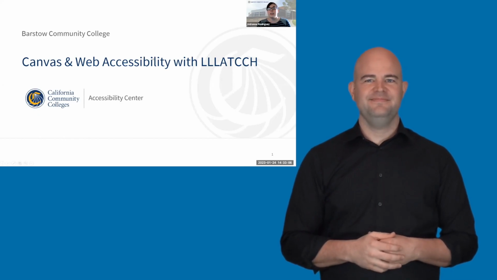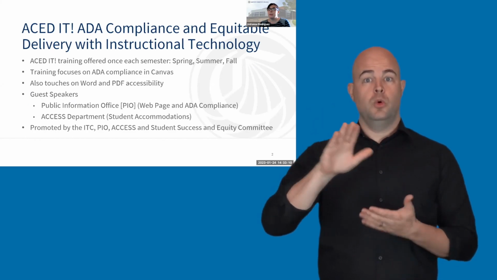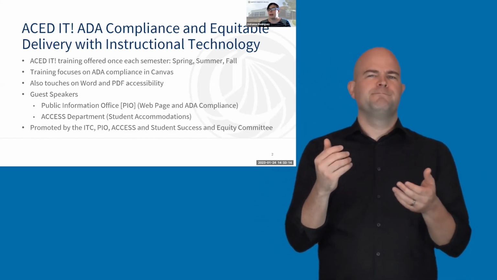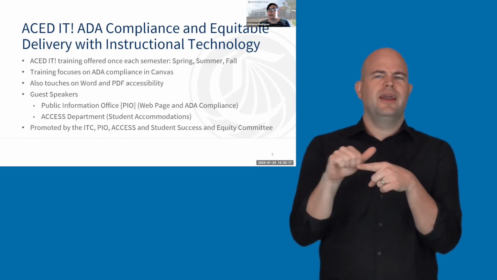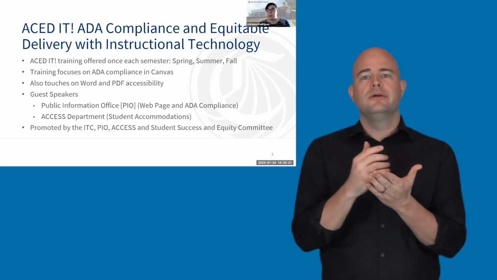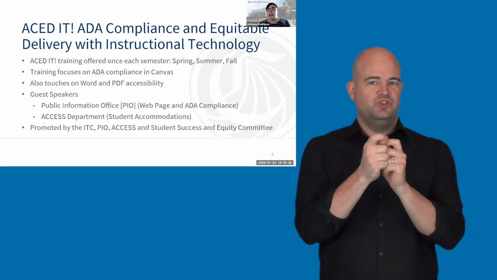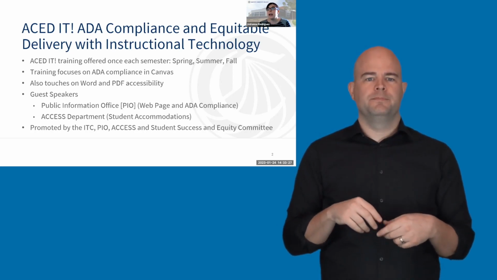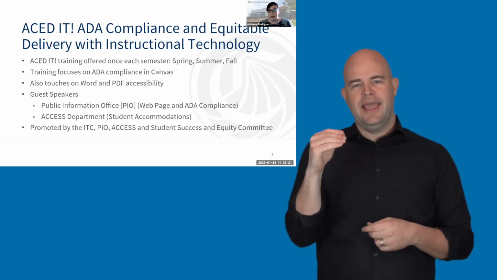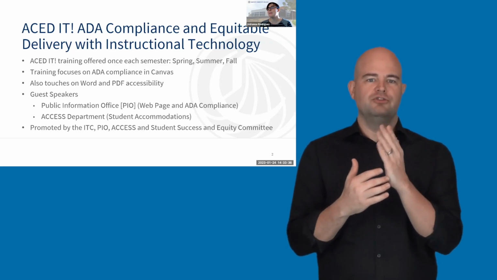So just as a little background, at Barstow College, we introduce this concept and give a beginner's training on accessibility in an optional training course that our faculty and staff are able to sign up for. We've recently changed the name of this training course to ASL, which stands for ADA Compliance and Equitable Delivery with Instructional Technology. So you can see why we had to shorten it to ASL. It's a pretty long title.